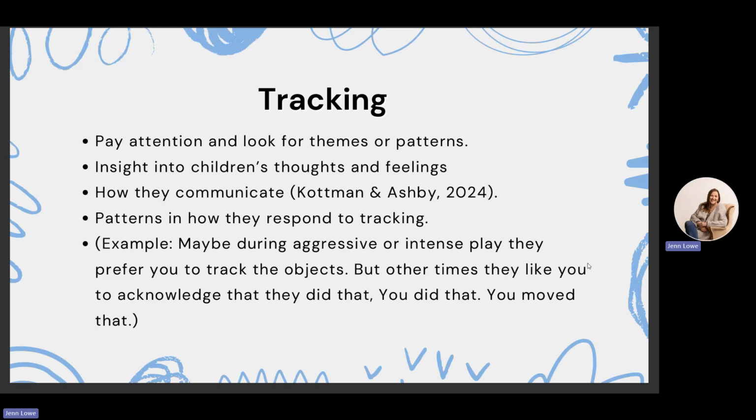Okay, example. Maybe during aggressive or intense play, they prefer you to track the objects, but other times they like you to acknowledge that they did that. You did that. You moved that. So it might depend on the emotion for what they prefer.